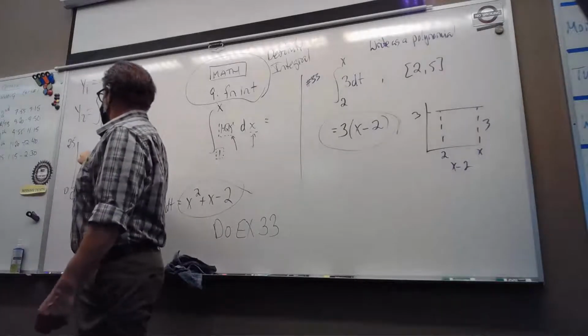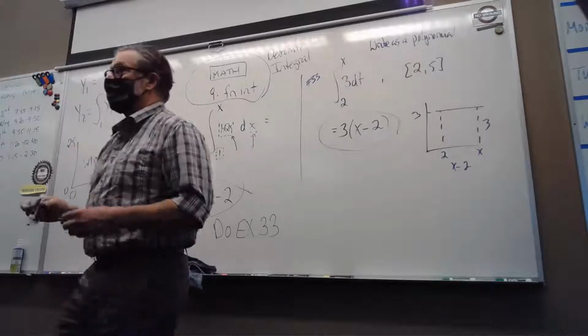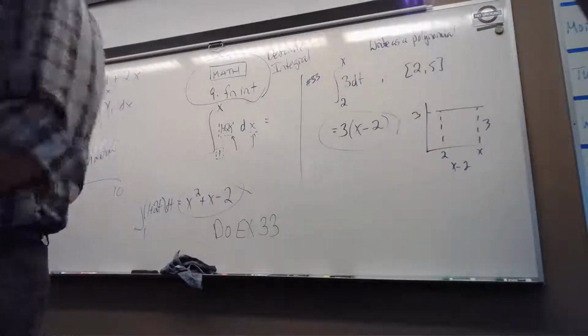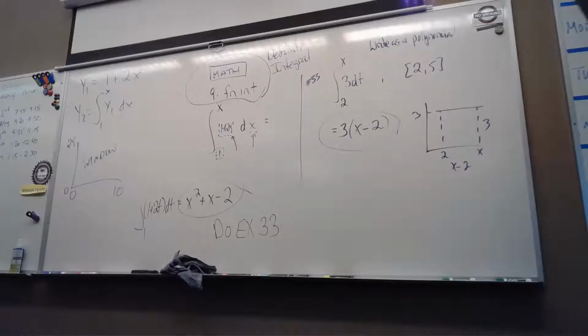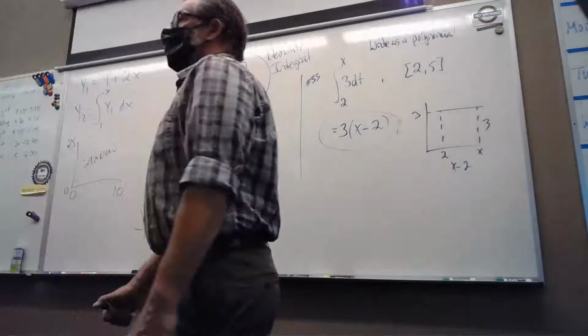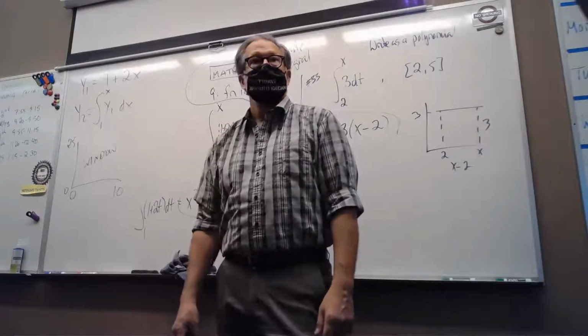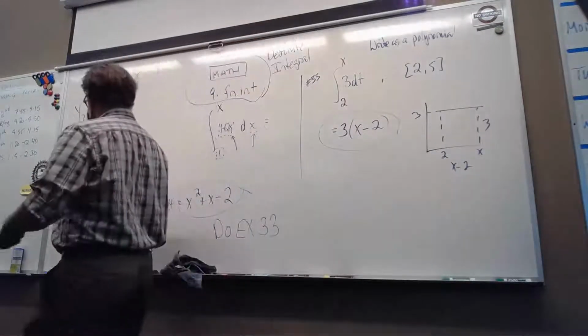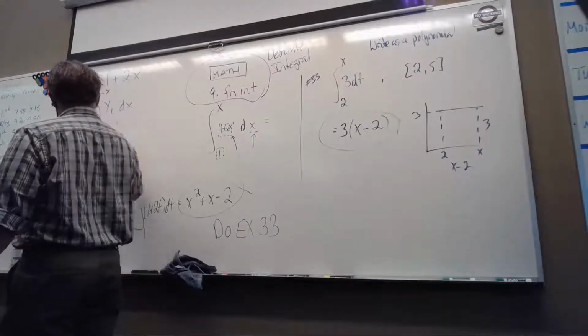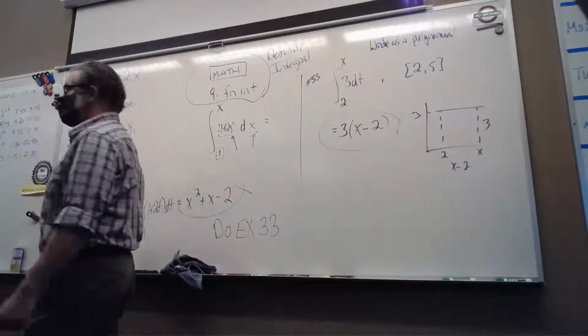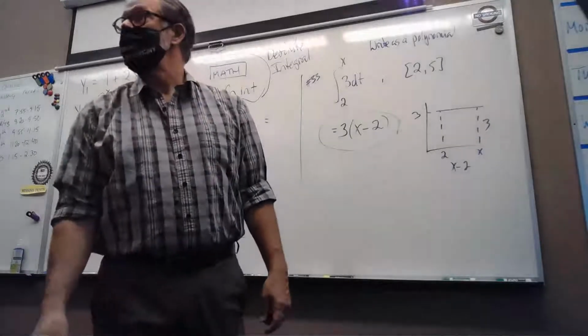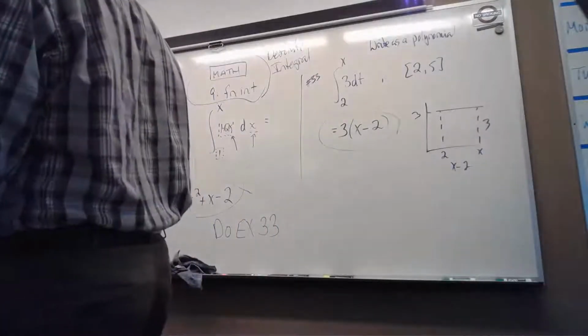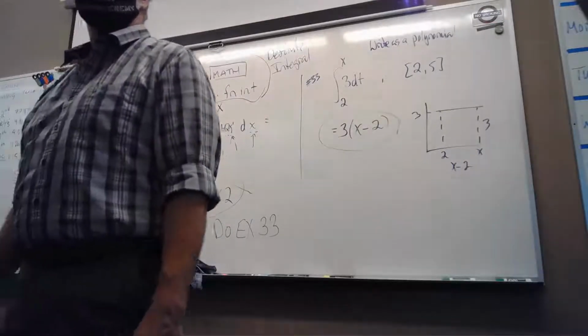So go into window and change your window to this, because this is where we care. We only care about 1 to 6. There's your original function. What does your area curve look like?